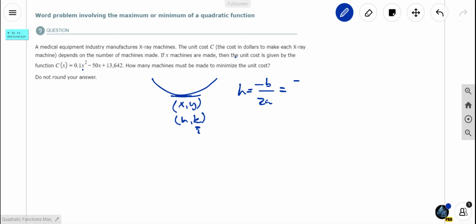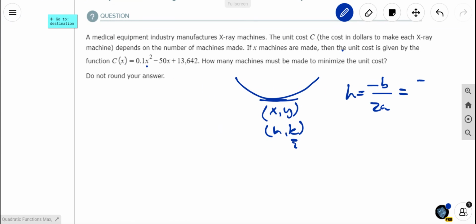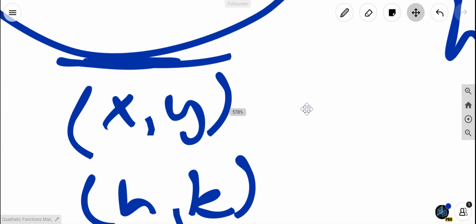Okay, negative b. So I guess we probably should name our a, b, and c. a is equal to 0.1, b is equal to negative 50, and c is equal to who cares? Because we don't care anyway.